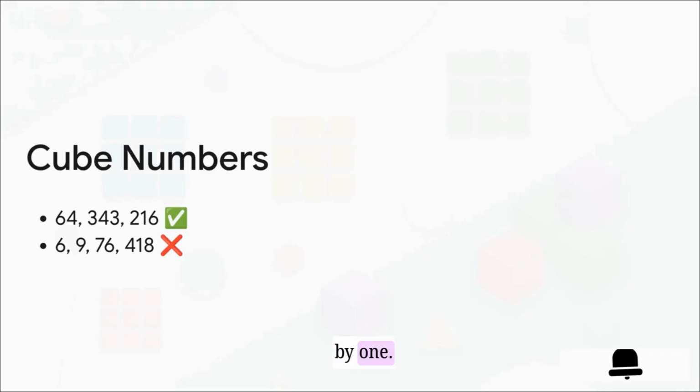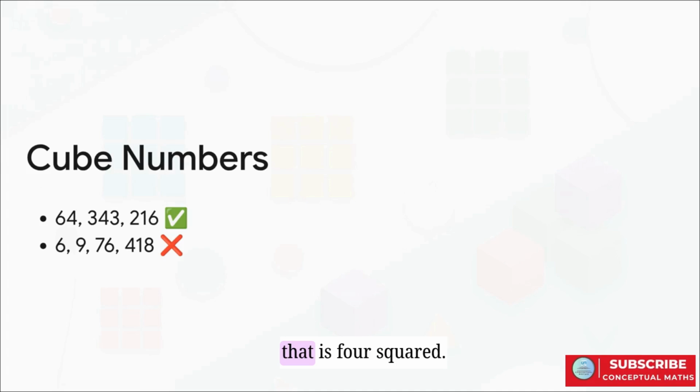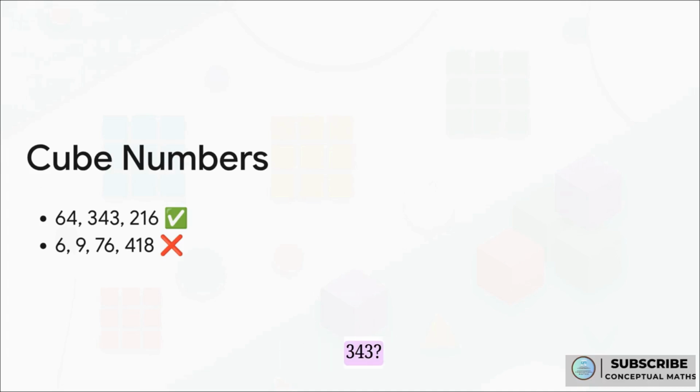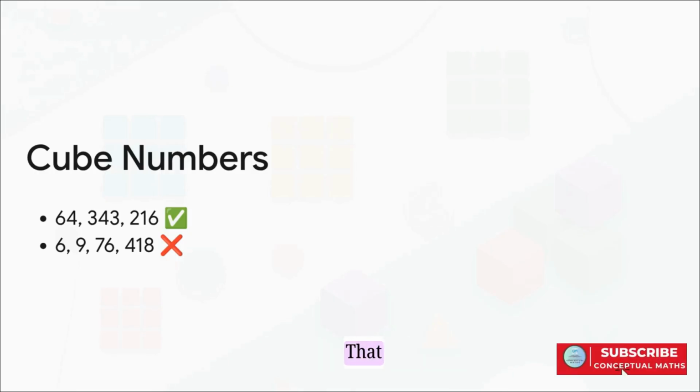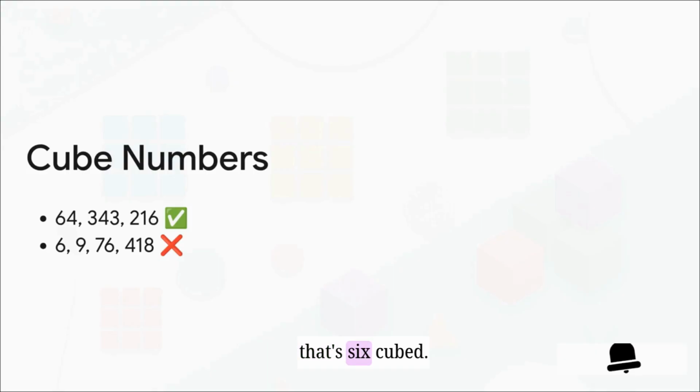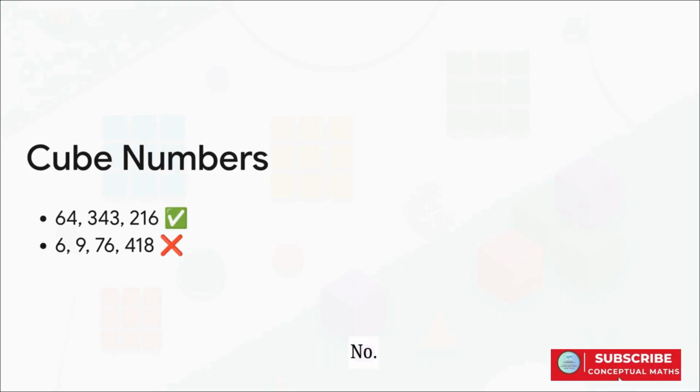Let's check them one by one. 64? Yes, that is 4 cubed. 6? No way. 343? Yep, that's our 7 cubed. 9? Nope, that's a square number, not a cube. That was a tricky one. 76? No. 216? Yes, that's 6 cubed. 418? No. So our true cubes in this list are 64, 343, and 216.